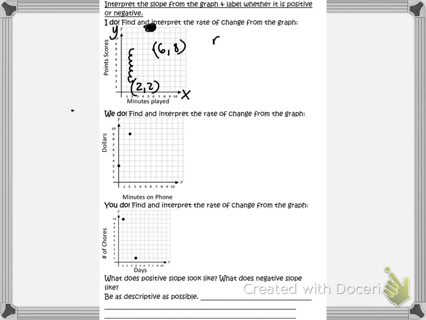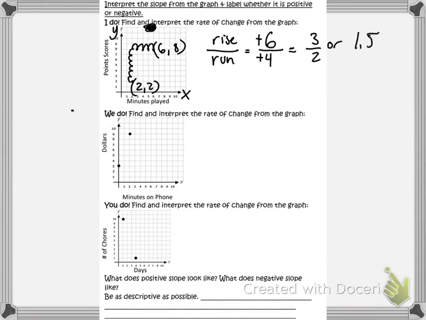So if I'm doing rise over run, I'm rising 6 from the first dot. I'm rising 6, because up is positive 6. And I'm moving to the right: 1, 2, 3, 4. Plus 4. And then this simplifies out to 3 over 2, or 1.5.